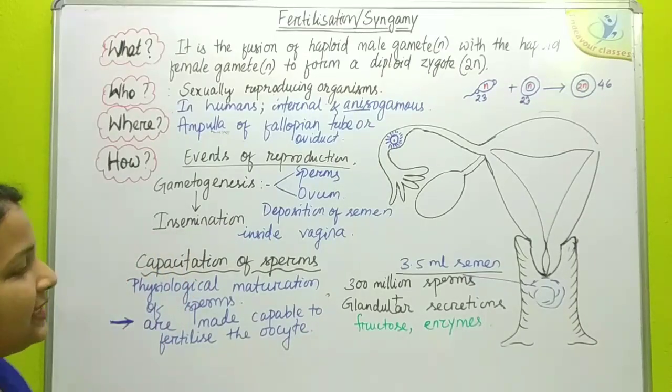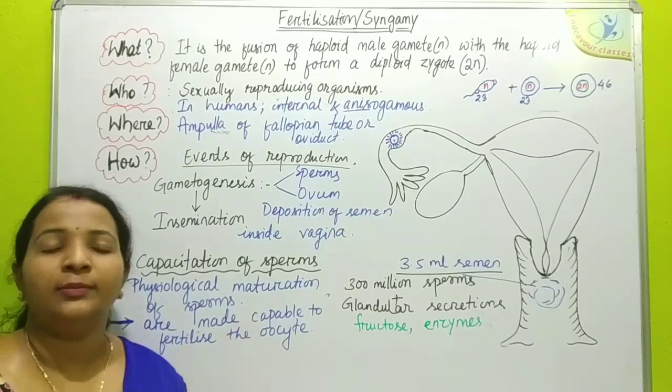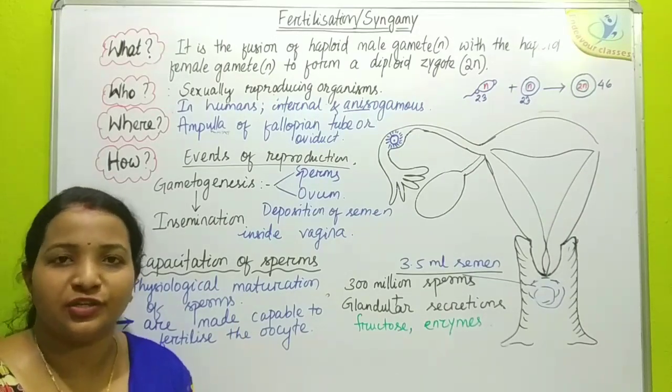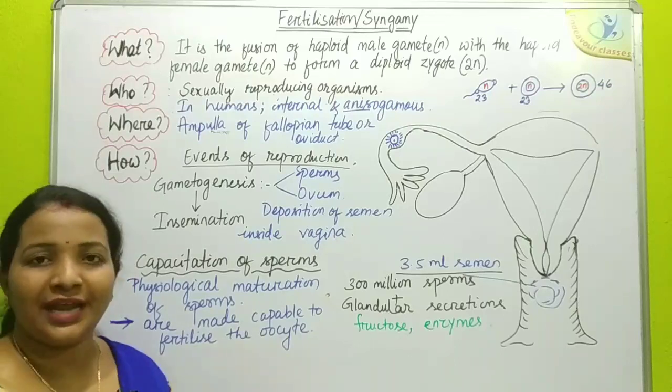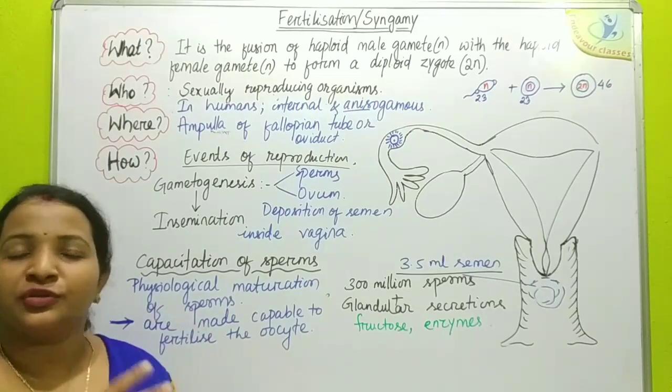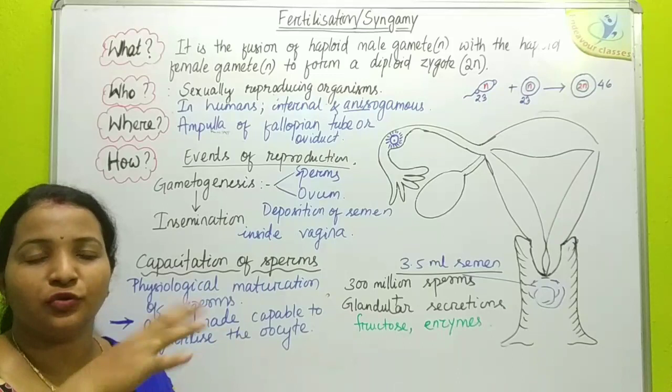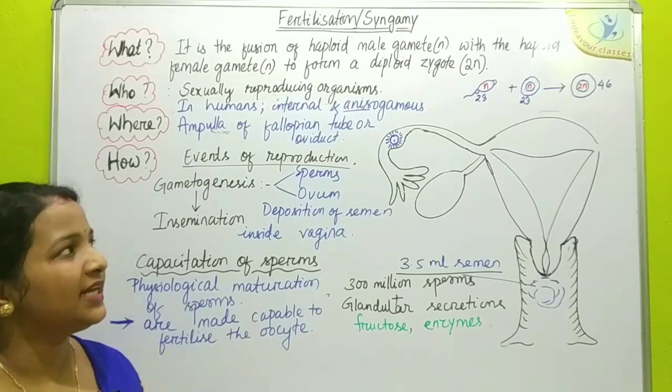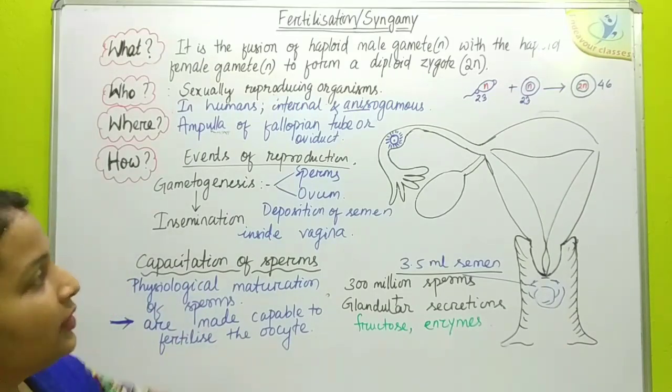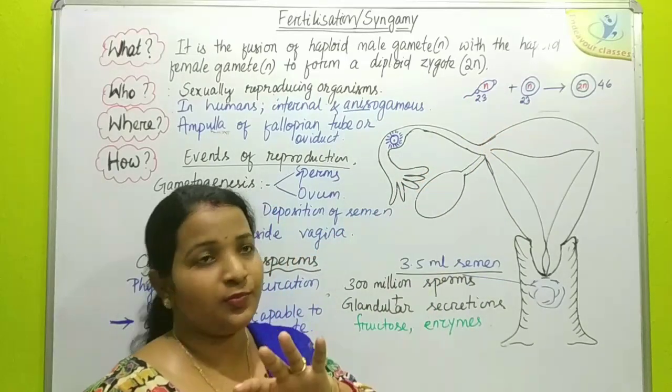So that process is called capacitation, which is usually done by the female reproductive tract secretion. So during this process, what happens? There is destruction of the coating substances present over the sperm head, especially over the acrosome. Remember the structure of the sperm.